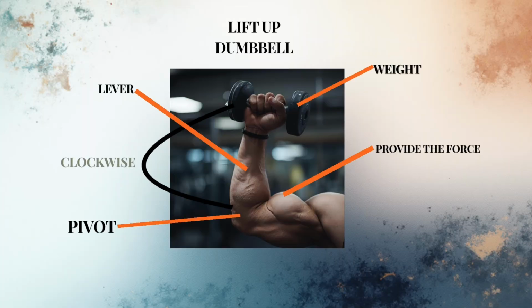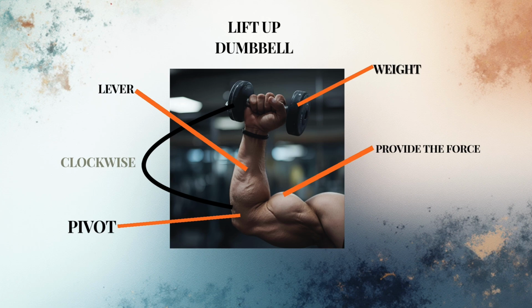So from the action that Amjad just did, which is a bicep curl, we can see that the elbow joint acts as a pivot and his forearm acts like a lever. Meanwhile, the dumbbell that he lifts up acts as a weight. So the one that needs to provide the force to lift up the dumbbell is the bicep.